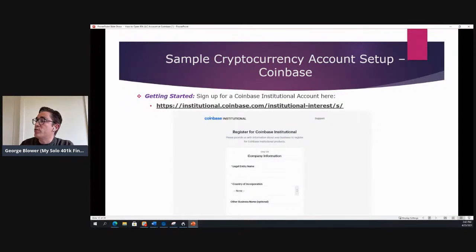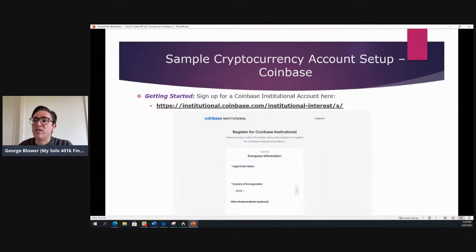Next question: does any of this apply if I go with a solo 401k? Some of the concepts do apply. We will be posting shortly a video specifically for a solo 401k. It doesn't hurt to participate, and we certainly appreciate your participation. We're learning some good concepts here, but I would look for that upcoming video where we'll break down in detail how to open an account at Coinbase for a solo 401k. So again, thank you for those good questions.